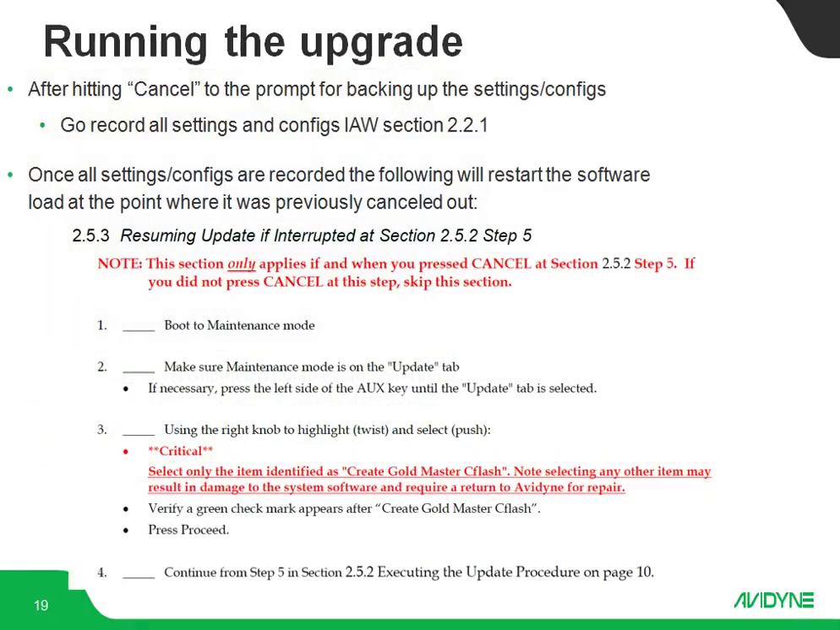So going back into the software update at this point, after you've hit cancel, again, this only applies if you had to cancel out before to go back and get your configuration settings. But if you did, the way to resume that at this point, 2.5.3 is going to tell us that we're going to go back to our update tab with our thumb drive in there, and we're going to select just create gold master, C flash only. Put a check mark next to that only, and go ahead and hit proceed, and at that point it should jump you right back into the software update, right where you left off, and you should be good to go at that point.